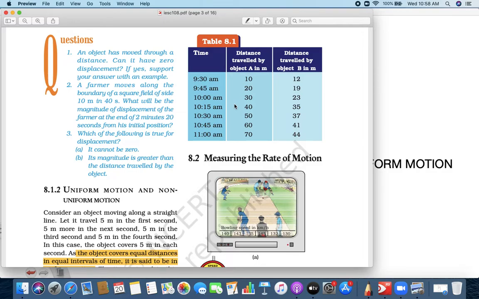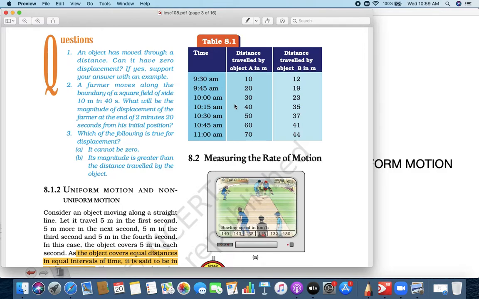Equal in the sense that there is no discrimination in terms of color, religion, rich or poor, anything. You all are equal. So here also uniform means equal. Now, equal motion doesn't make sense, right? But it does make a little.